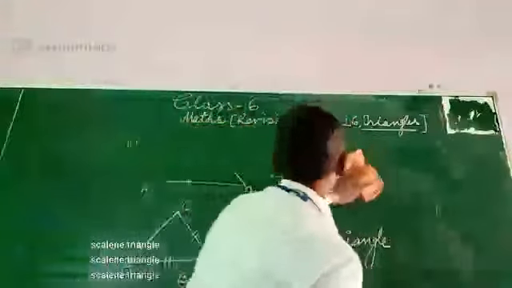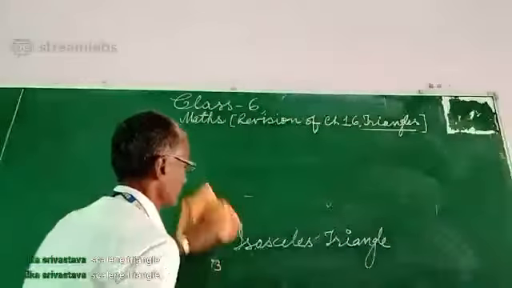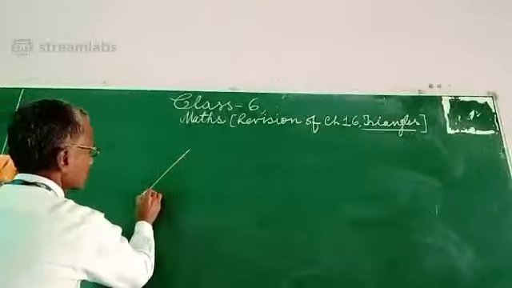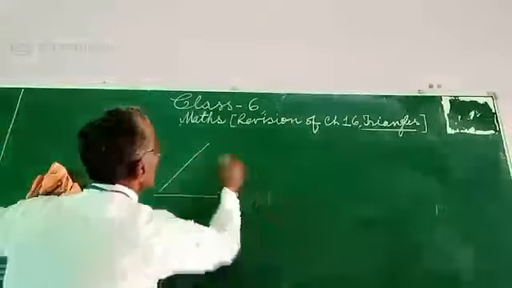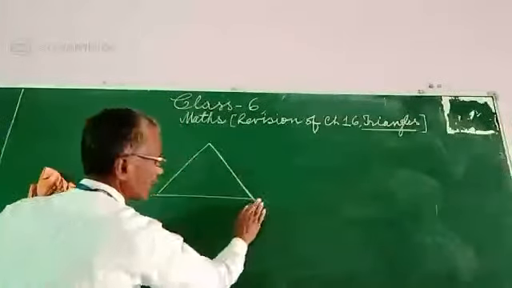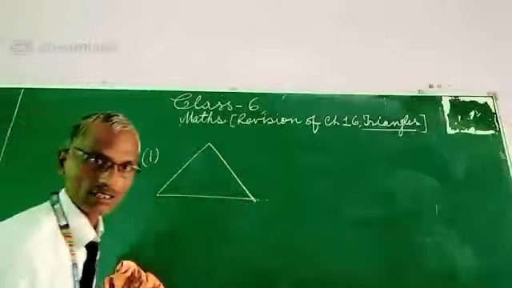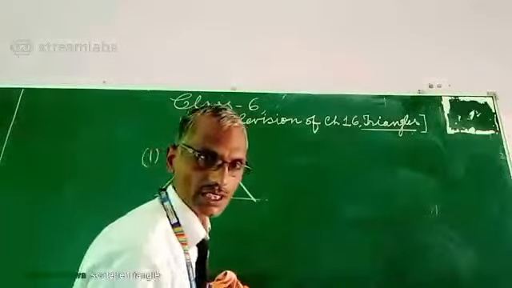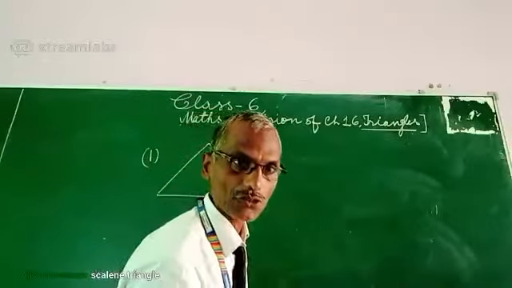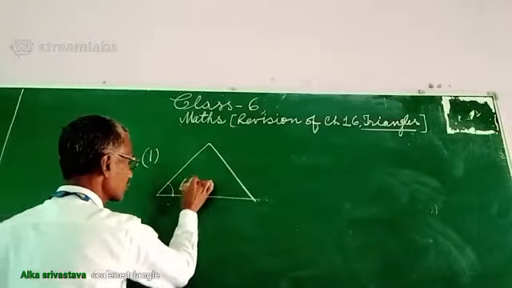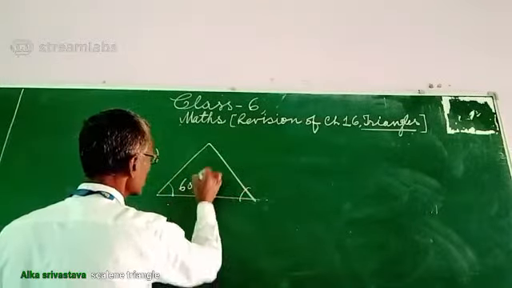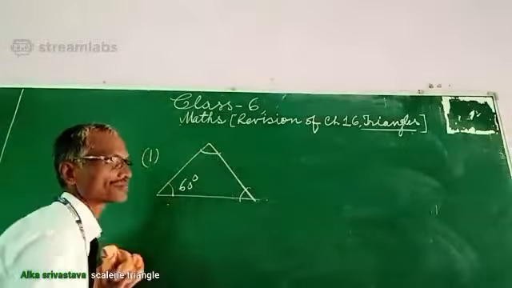Just like this is a triangle whose measure of one angle is an acute angle. Can you tell me, if the measure of one angle is an acute angle, then what is the name of this triangle?